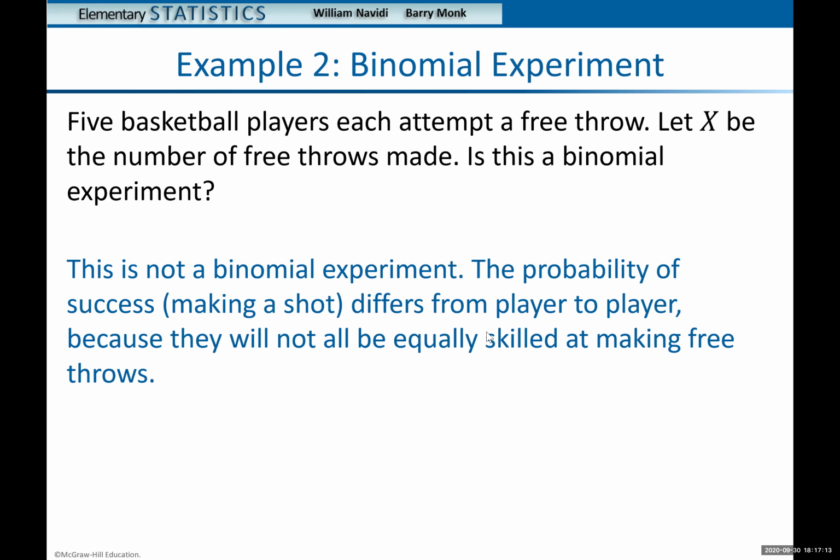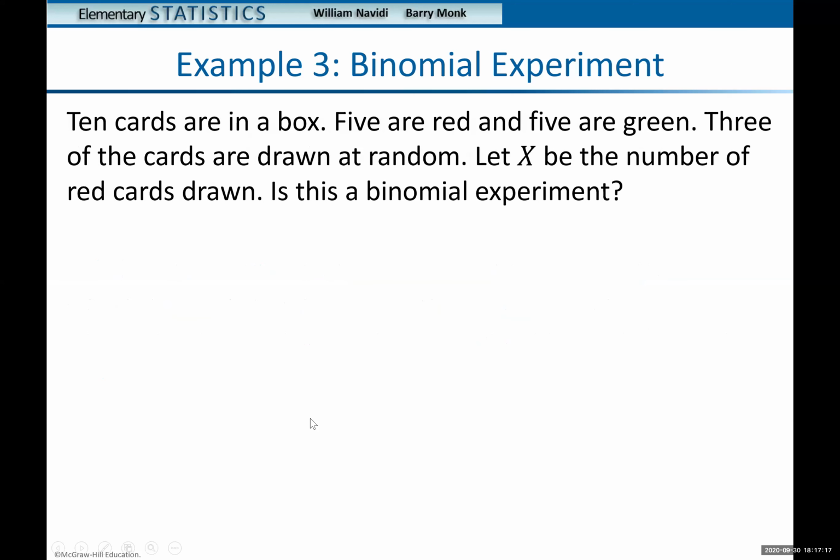How about the next one? There are 10 cards in a box. 5 are red and 5 are green. 3 of the cards are drawn at random. Let X be the number of red cards drawn. Now, is this a binomial experiment?